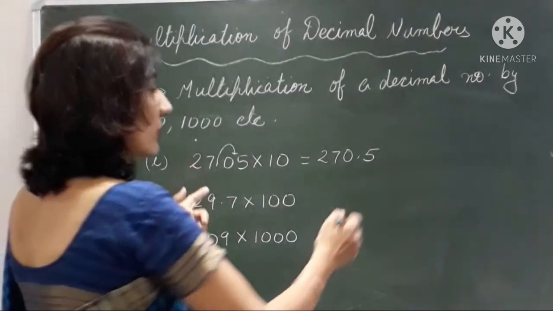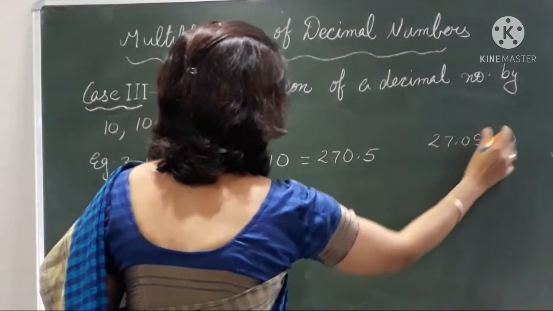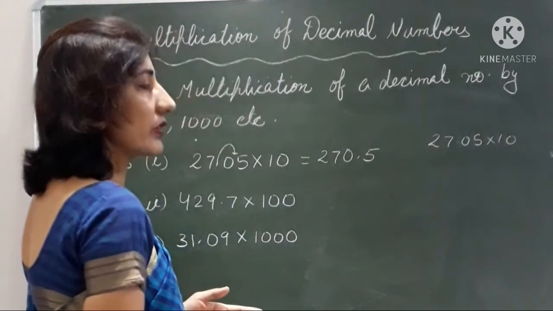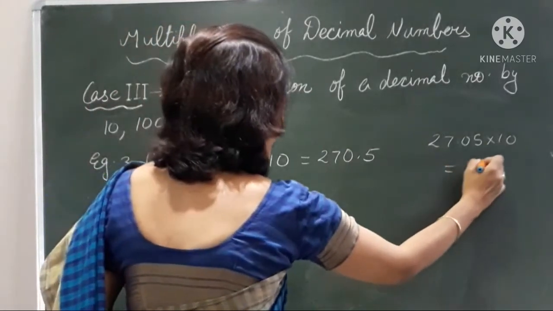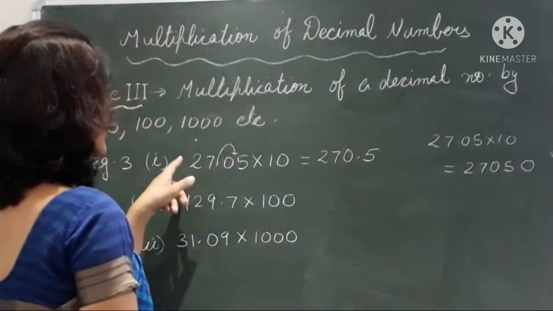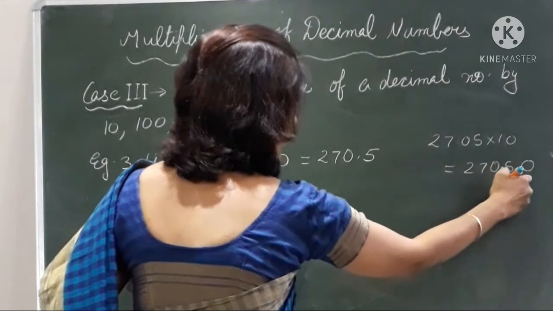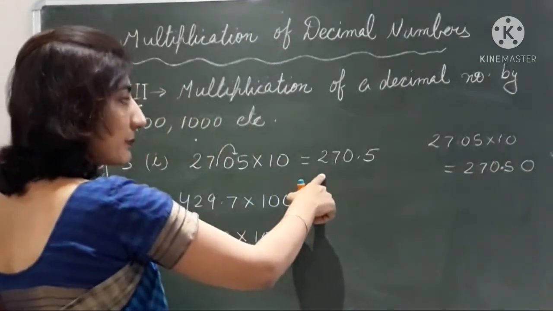How? Like it was 27.05 into 10. I remove the decimal. 2705 multiplied by 10 will be 27050. So after the decimal, how many digits are there in the question? 2 digits. So I will put a point here from the right hand side, counting 2 digits. So here also I got the same.